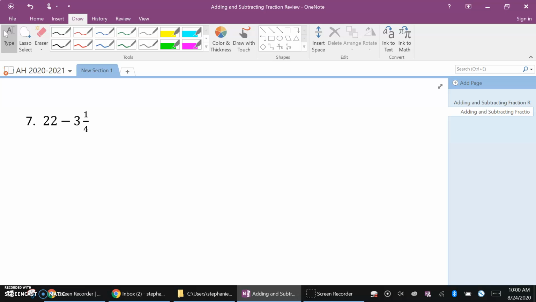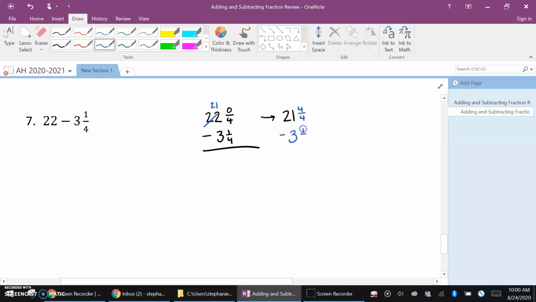So this is going to be the last one. I wanted to make sure we saw one that was a whole number minus a fraction. So again, this is something that we can borrow. 22 is the same thing as having 22 and 0 fourths. So while we can take 22 minus 3, we cannot do 0 minus 1. So if we borrow, this becomes a 21, and then we have 4 over 4. And then we're going to subtract 3 and 1/4. So 21 minus 3 is 18, and 4 minus 1 is 3. So we have 18 and 3/4.